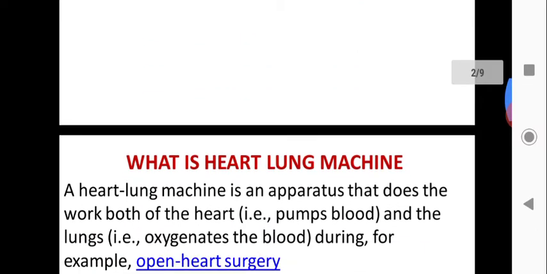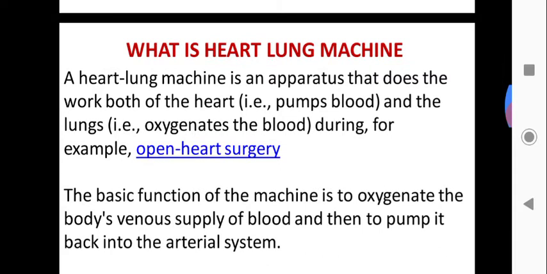Hi students, welcome to this class of heart-lung system. It is a topic in the fifth module. Now we will see in detail what a heart-lung machine is.